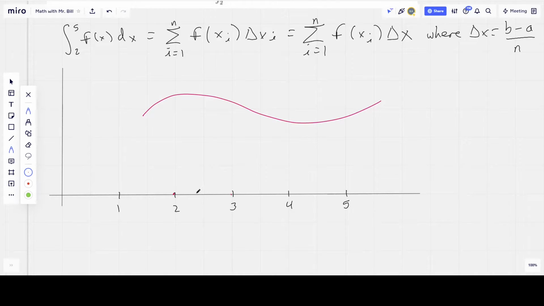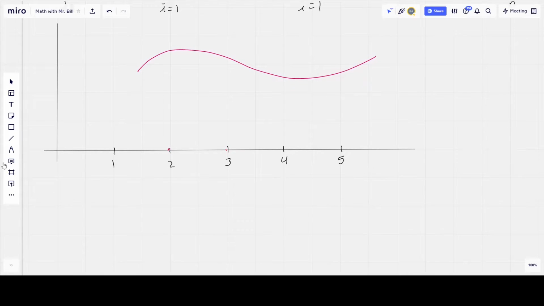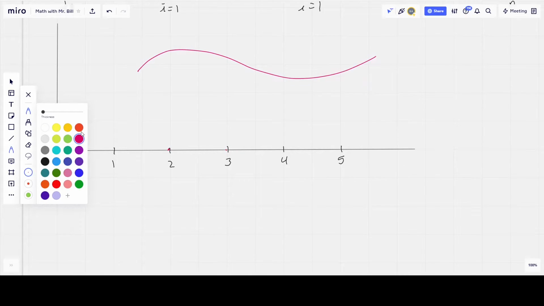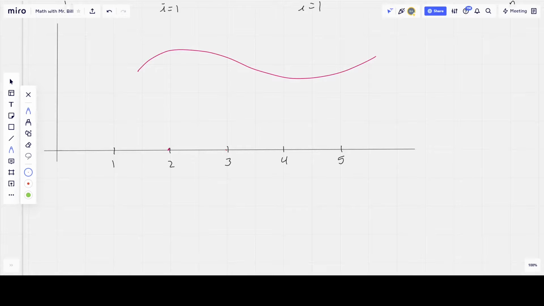To figure out how wide the rectangles are going to be, we're going to be using delta x, and we'll actually be able to get a value for that. So delta x is equal to 5 minus 2 over the number of subintervals, which is 4. So delta x is equal to 3 over 4. If you want a formula to figure out where the edges of the rectangles are, there is one.